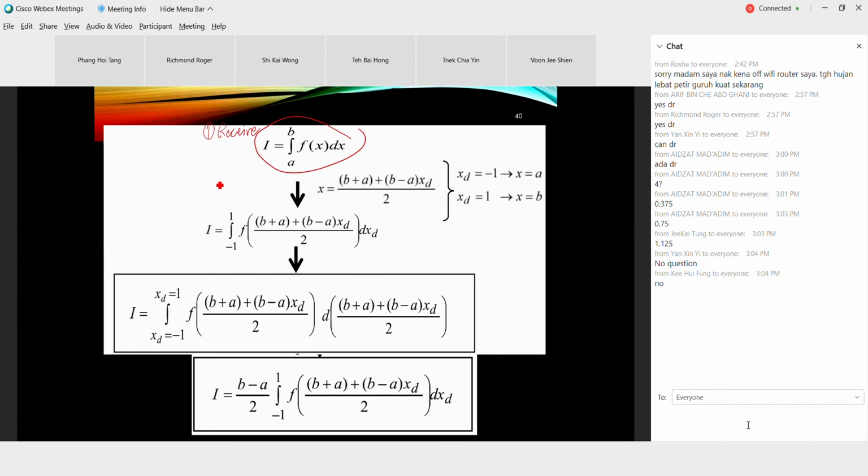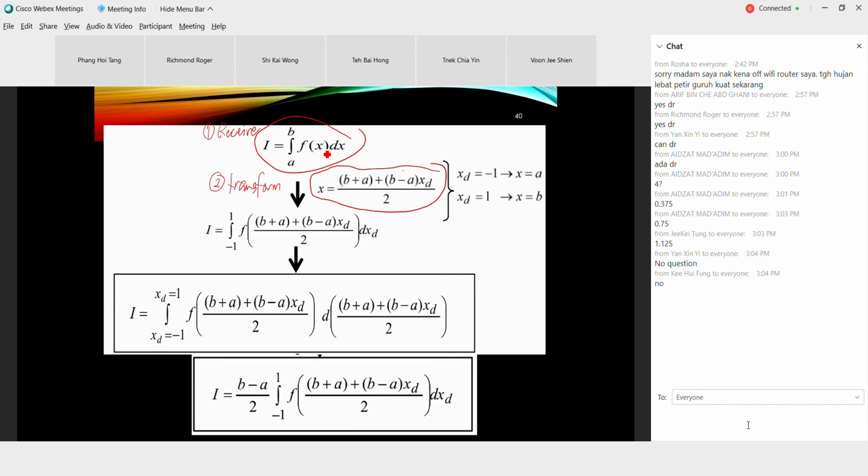And then the second step, transform. We would like to transform to a dimensionless value, from A to -1 and B to 1. How can we transform? We transform using a specific equation. So please use this equation. Highlight this equation in your module or textbook.